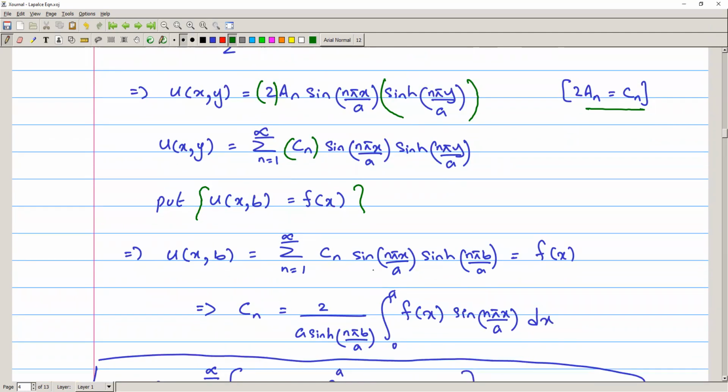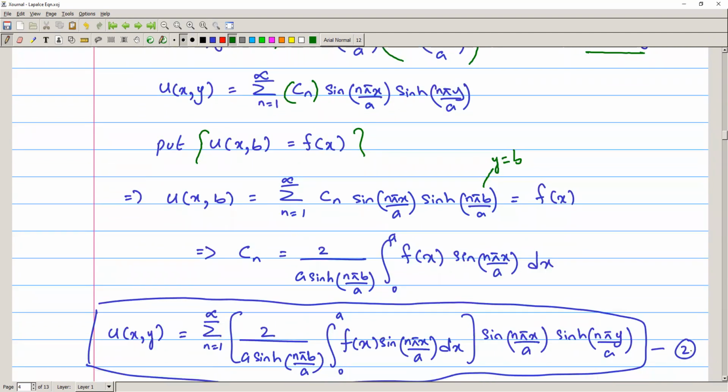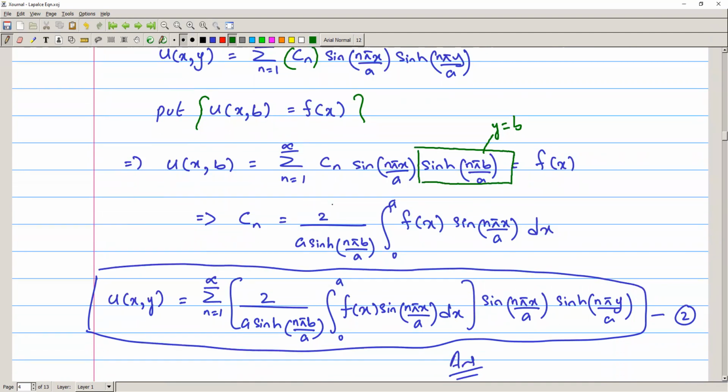So in u of x comma b, we will plug b for y. So here y is equal to b. That's why here it's n pi b over a. Now this is a constant. This whole function becomes constant, and now you can find cn by using the Fourier series here, right? So in this way, we can find the solution for the problem. And here we can just integrate f of x with sine n pi x over a to find the particular solution for the problem.